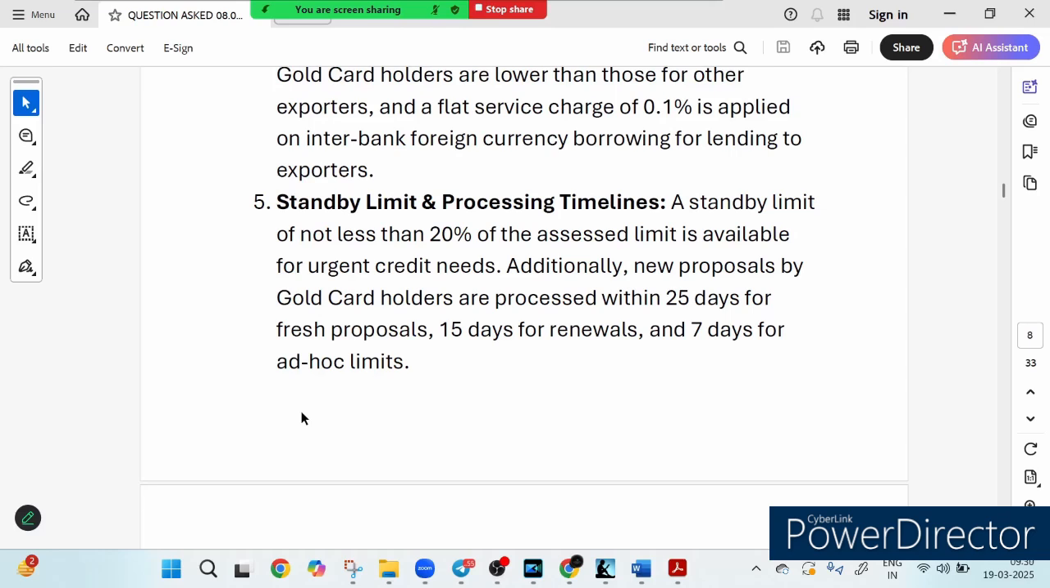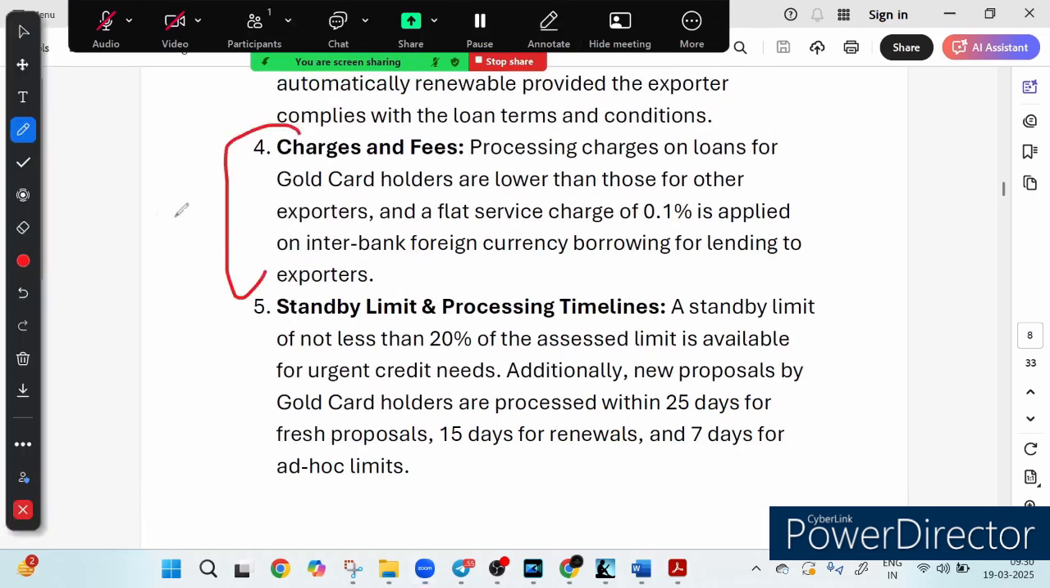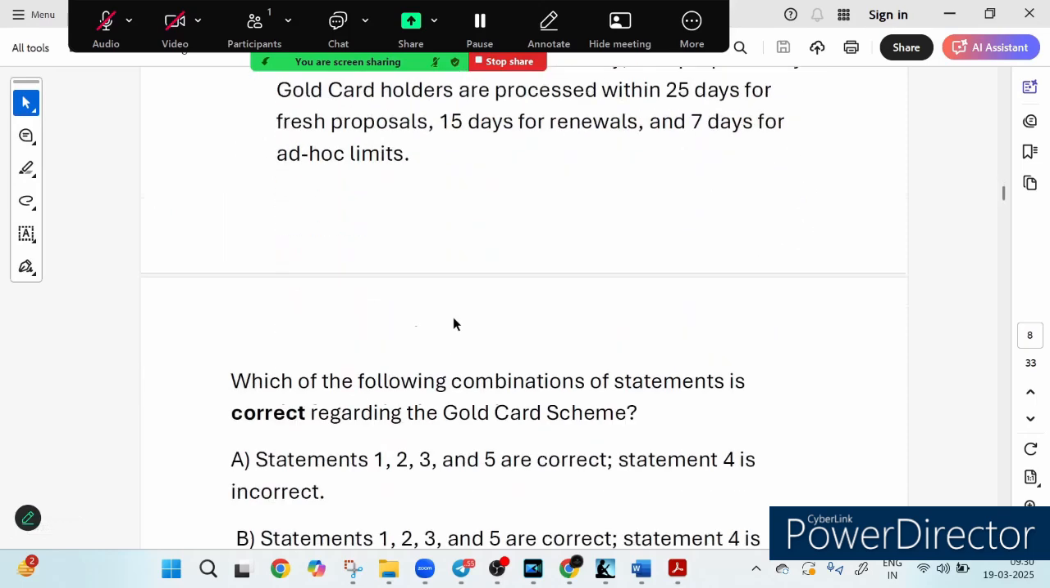Now let's look at statement number 5. This statement about charges is incorrect. Why? Because while it is true that gold card holders enjoy low processing charges, the 0.1% flat service charge is incorrect. There is no specific 0.1% flat charge. So the correct answer is that 1, 2, 3 and 4 are correct and 5 is incorrect. So option A is correct here.